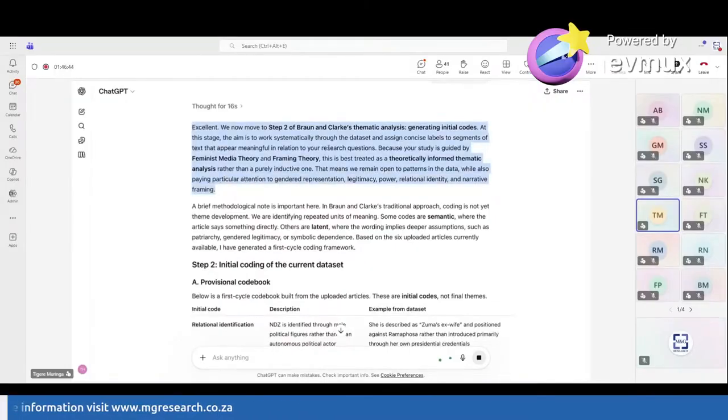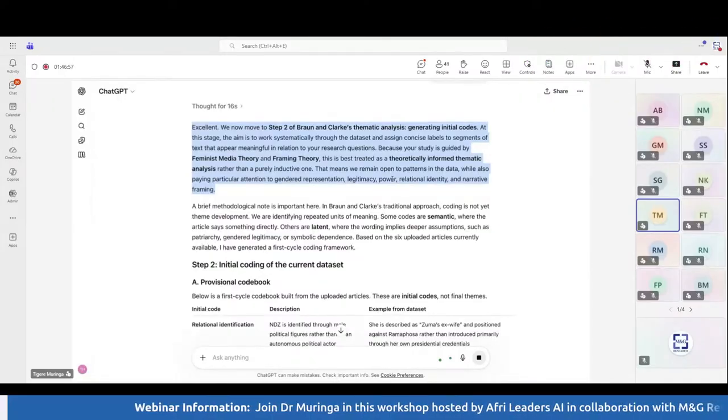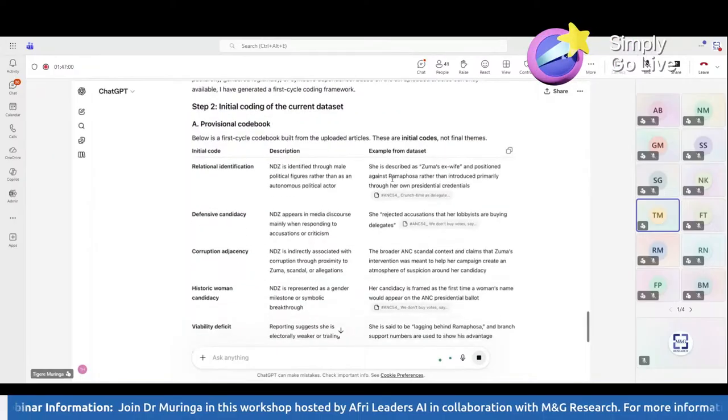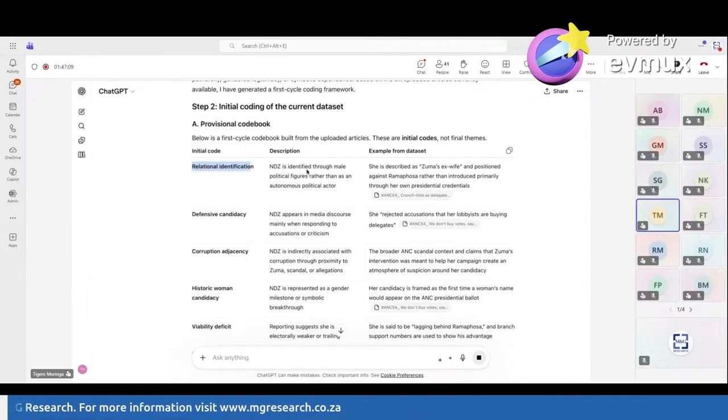Where it's saying the aim is to work systematically through the data set and assign concise labels to segments of the texts that appear meaningful in relation to your research questions, because your study is guided by feminist theory. So now this becomes my initial codes, right? It says relational identification. This is the initial code. Then the description: NDZ is identified through male political figures rather than as an autonomous political actor, right?